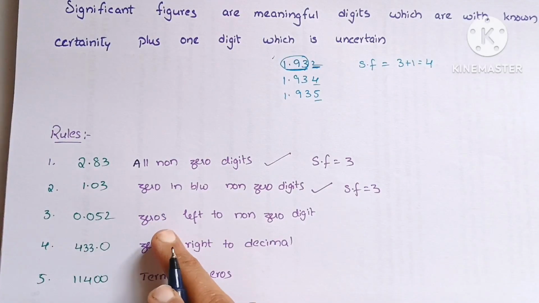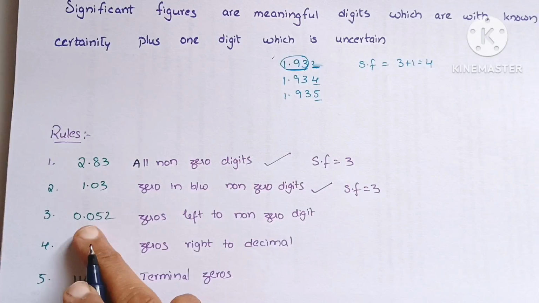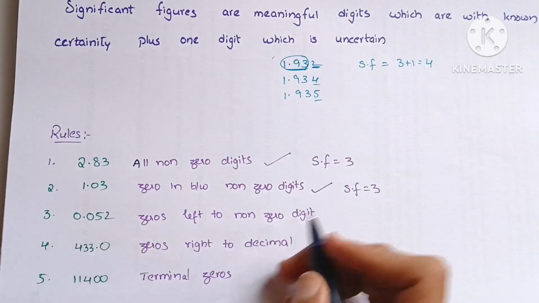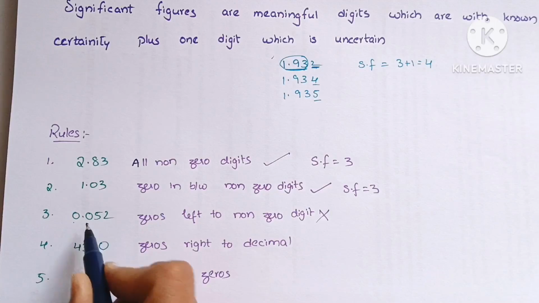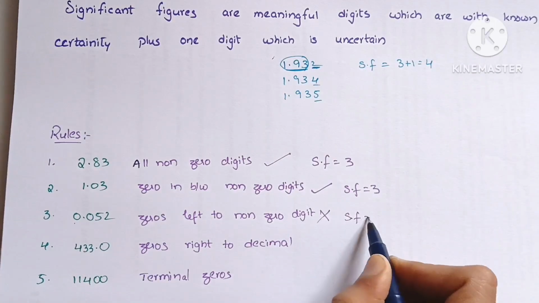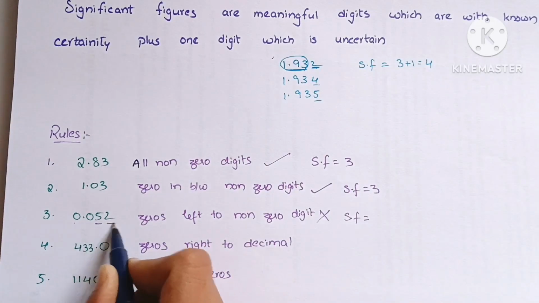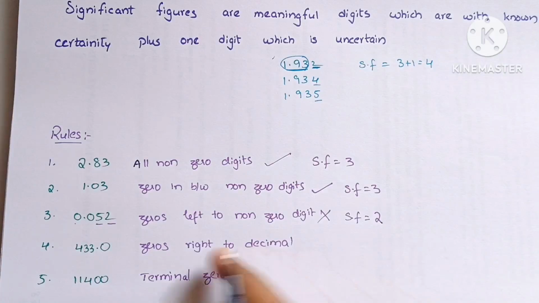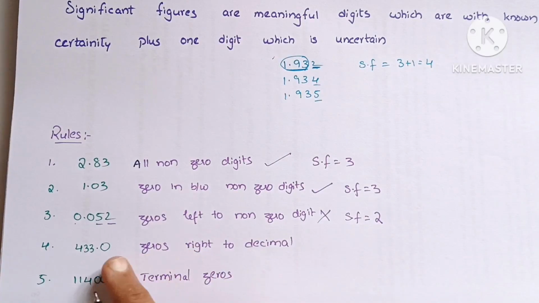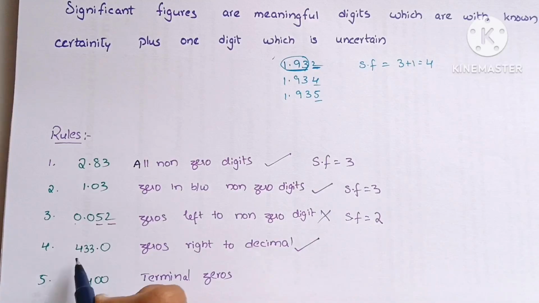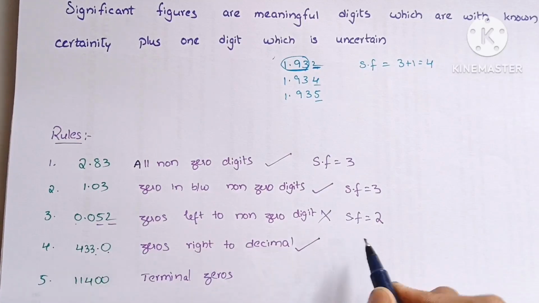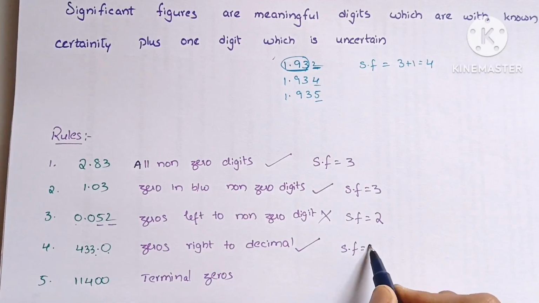And the next rule is zeros to the left of a non-zero digit are not significant. Here these zeros are not significant. So the number of significant figures here is 1, 2. And the next rule is zeros to the right of the decimal are significant. Here 1, 2, 3, 4 are significant figures.